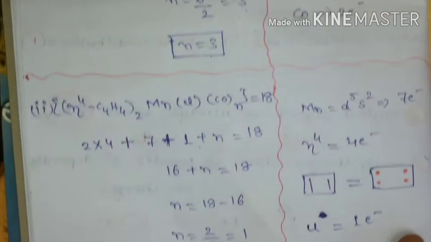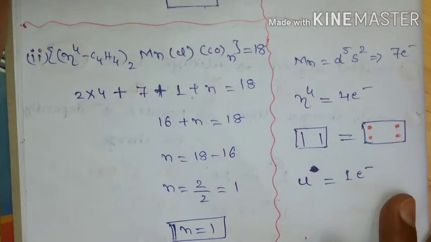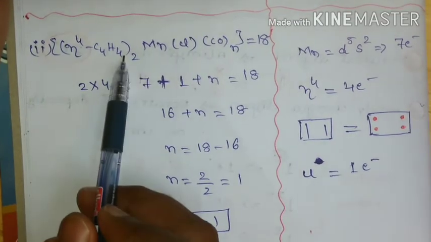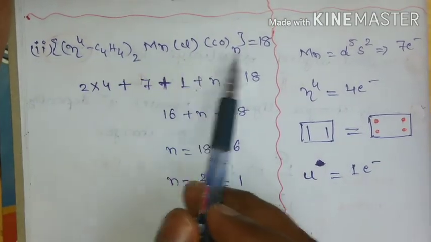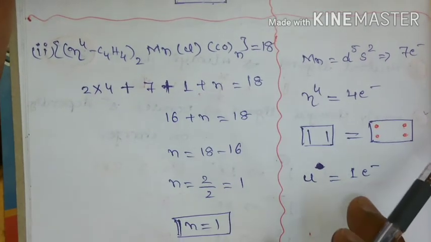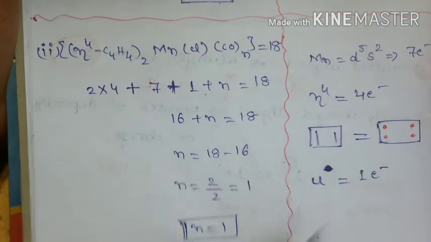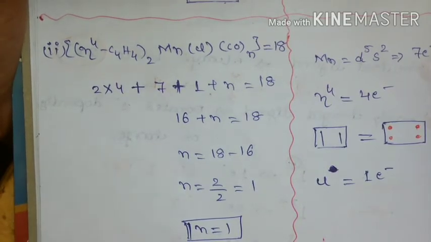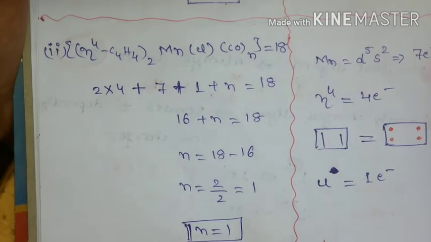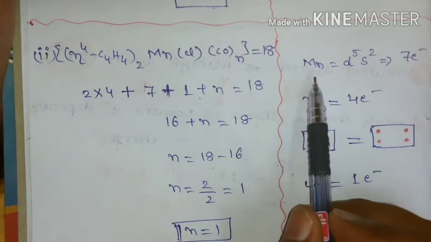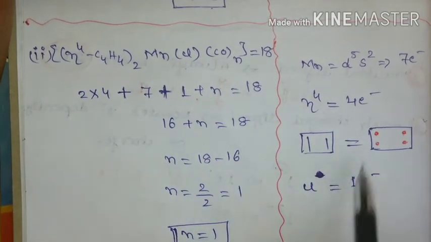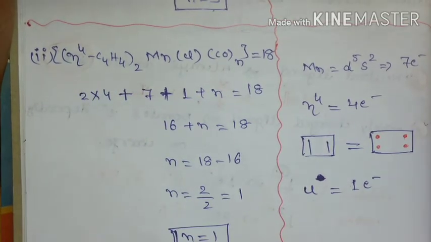So similarly, we can find the n value for other complexes also. Here the complex is (η4-C4H4)2 Mn Cl (CO)n, and this complex is also going to obey the 18 electron rule. So first we need to find the electron contribution by the metal as well as the ligands. So here the metal is manganese and it is going to contribute 7 electrons, and one more ligand is η4.